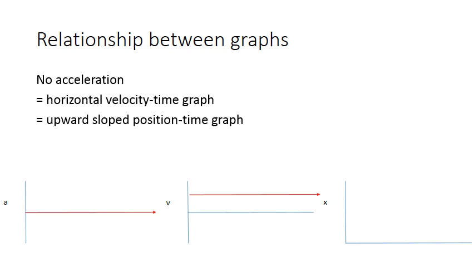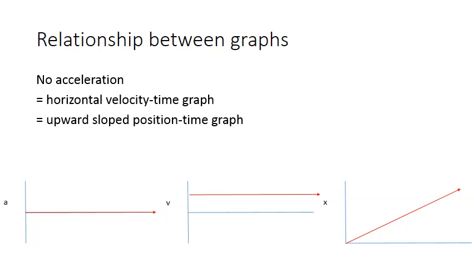Now I couldn't tell this from the 0 acceleration, but my velocity is positive. I'm going to keep the same velocity the whole time, which means my slope on my position graph will be constant. It will just head up. I'll go the same number of meters every second regardless. Those are examples of the relationship between the graphs when there's no acceleration.